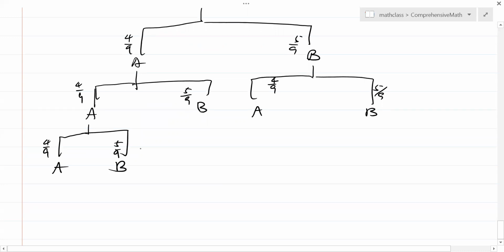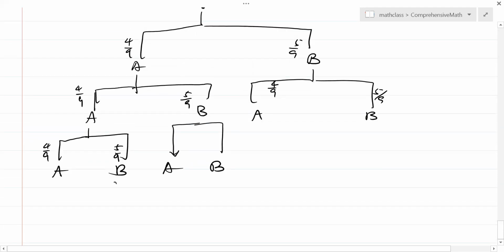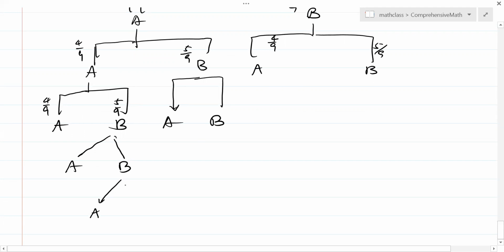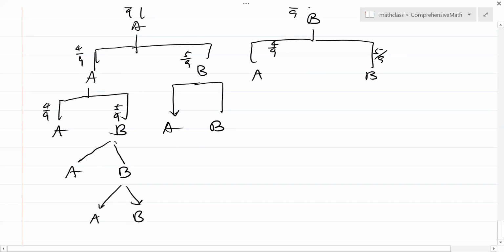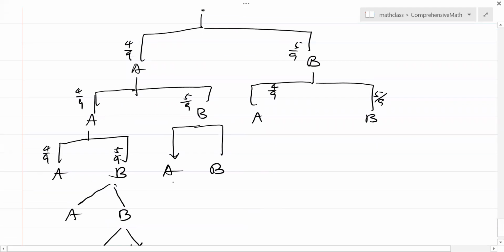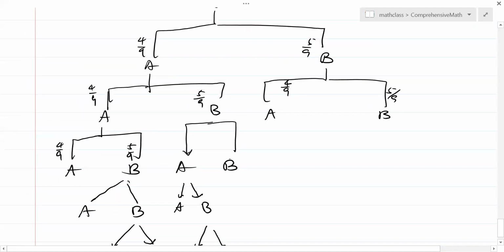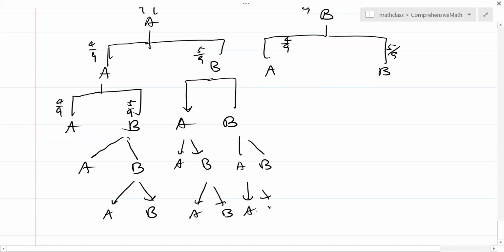But that's getting more complicated. So let me check here, A and B. If this is A, B, then I have to continue. So A and B, and that's a stop, because I have A, then also B. In either case, it's a stop. So here, A, then B, so stop. A, B, so you have to continue on this side, A and B. So here, B, then I have A and B. The B is stopped, but the A has to continue, A and B.